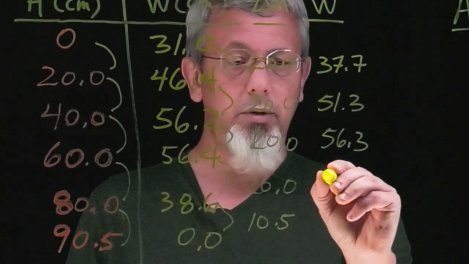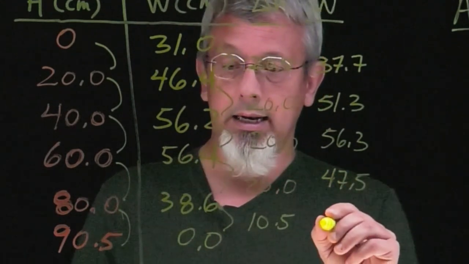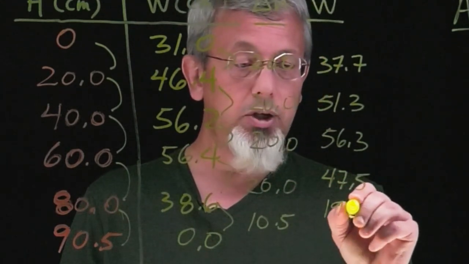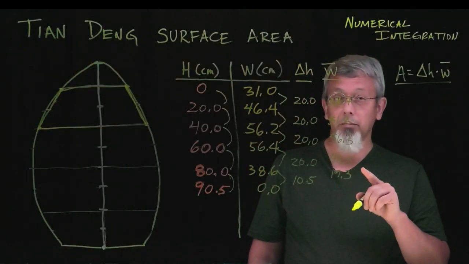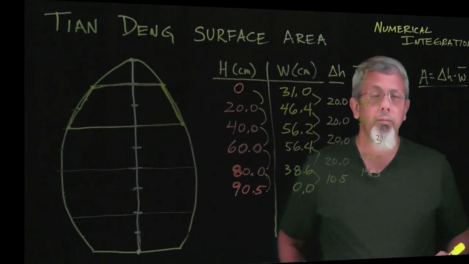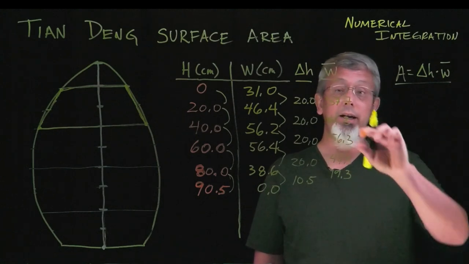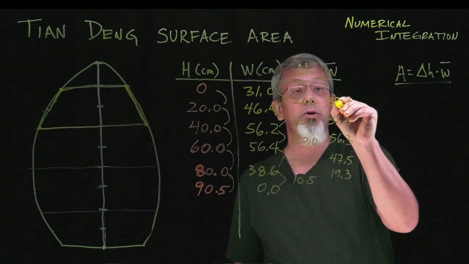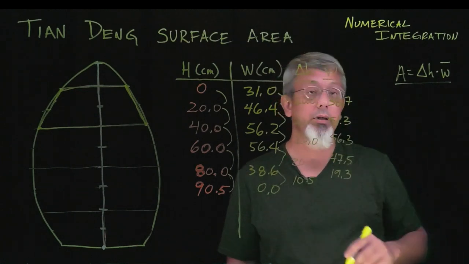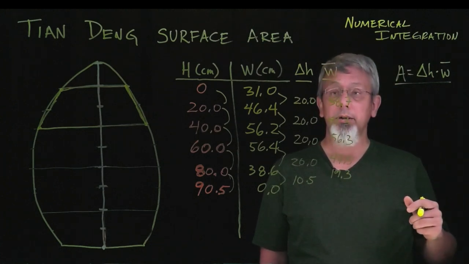I believe that's going to be 47.5. And last but not least, 19.3. Give me 1 second. I'm going to check and make sure my numbers are right. All right. And I was right. There is an error in here. Some of you following along may have found out that this is actually supposed to be 38.7. And there we go. So there's our value there. I did make a small error in that particular case.